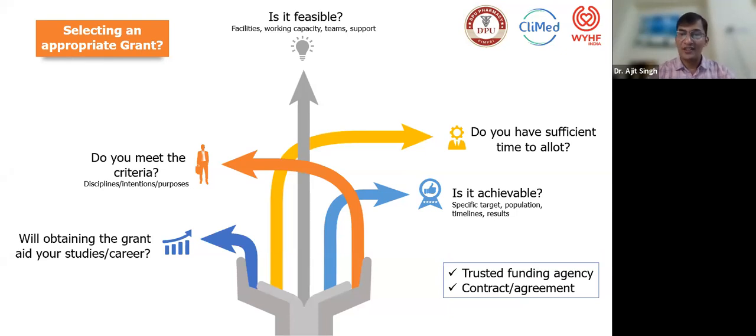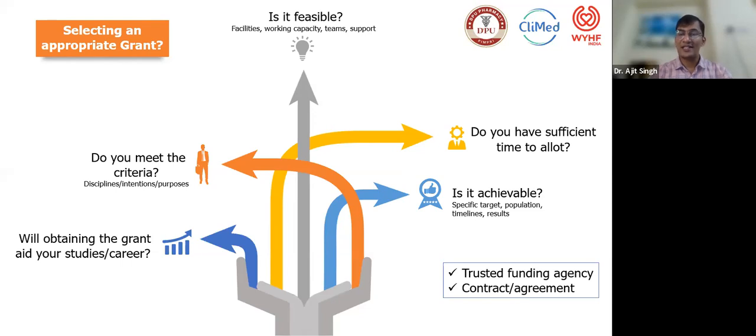First of all, you have to check the feasibility. Feasibility in the sense of facilities, in the sense of your competence, if you are actually competent to do that. If you have the great working capacity, if you have the right people, right team, if you have the support from your organization, your colleagues, your team. Because the grant will not give you everything. Grant is just money, just the aid, funds. Other things, facilities, working capacity, teams, support, you have to get.